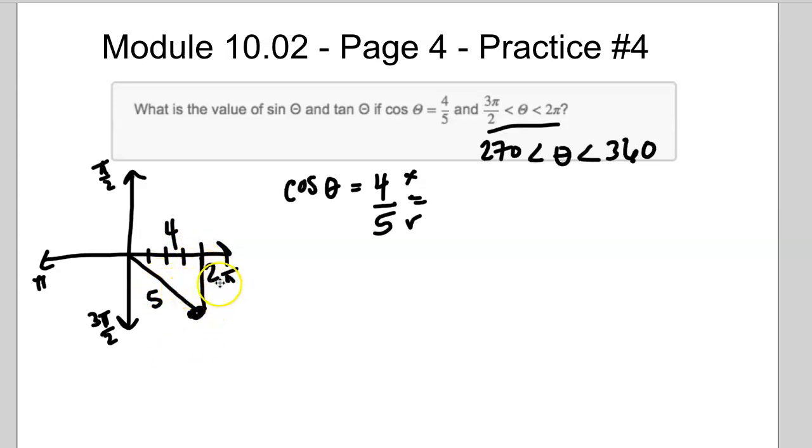but that means since we're in quadrant 4, the y coordinate, since we dropped it down, the y value has to be a negative. And so let's go ahead and find out what that value is. So basically, what is this value right here?